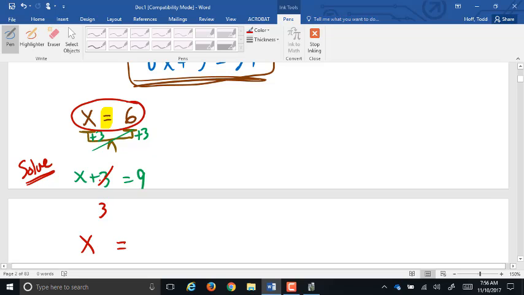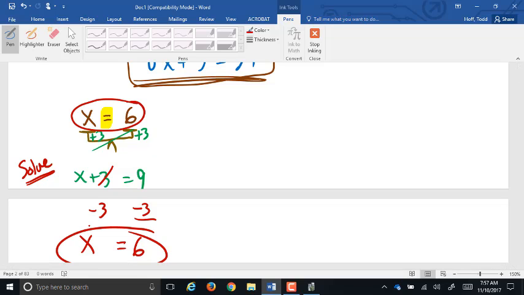But again, the scale is going to tip unless we do the exact same thing to the other side. Subtract 3. 9 minus 3 is 6. We've got it back to that basic form. x equals 6. So that's it. We've solved the equation. x is equivalent to 6. It has the same value as 6.